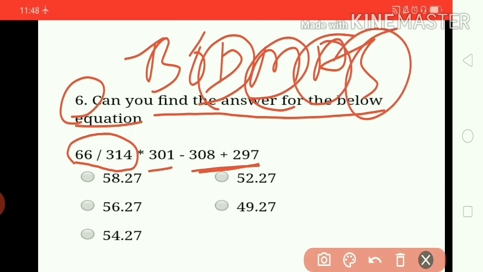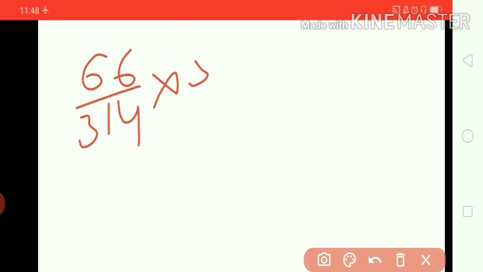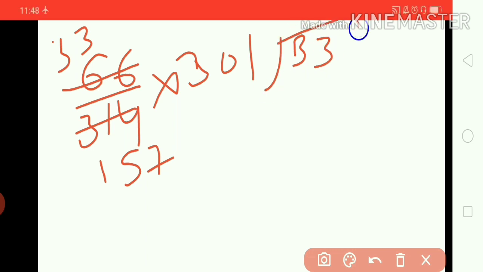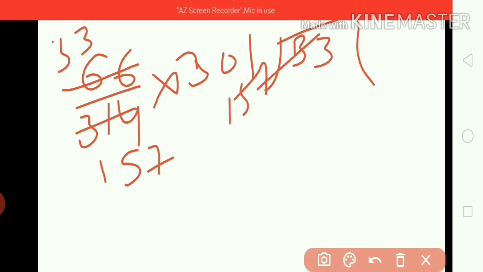So at first we will do 66 by 314 multiplied by 301. If you want to cut here, you can get smaller numbers. 2 threes are 6, 2 threes are 6, and 2 ones are 2, 2 fives are 10, 2 sevens are 14. So let us solve at first 33 divided by 157. You know 157 is greater than 33, so it goes 0 and a decimal will be there, and we will put a 0 after 33, so it becomes 330.